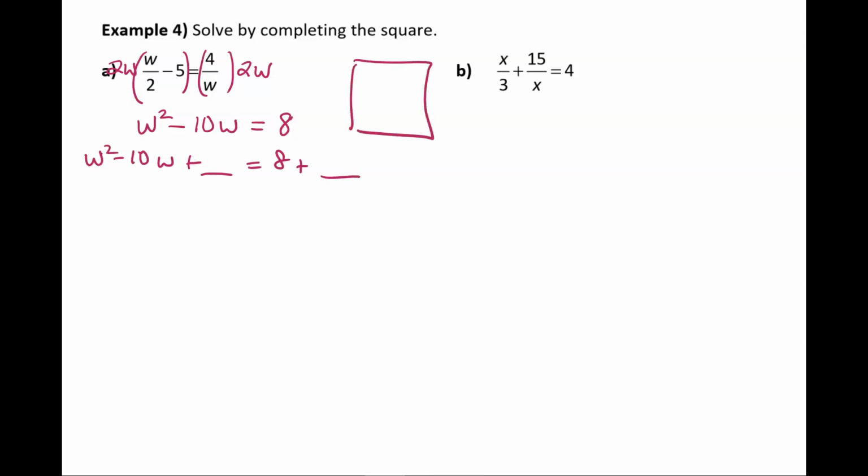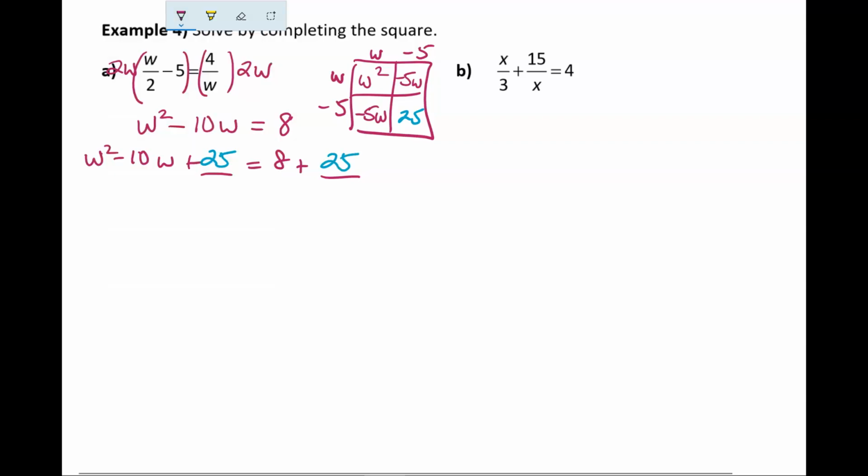So let's complete the square. W squared, and then that negative 10W middle term could split into two equal pieces, minus 5W and minus 5W. Constructing the factors W minus 5 and W minus 5. Completing the square, positive 25. So we're going to add that to both sides. And then we've got W minus 5 squared equals 33.